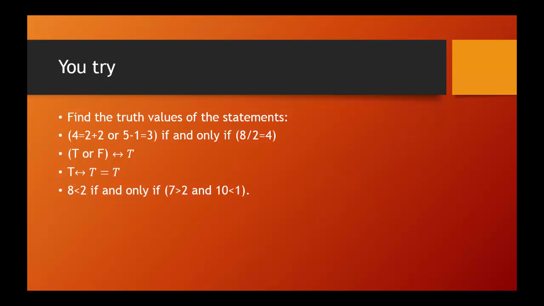Same thing here. 8 is less than 2, if and only if 7 is greater than 2 and 10 is less than 1. So we really want to start with just what do we know? 8 is less than 2? No. So I write false. 7 is greater than 2. That's true. 10 is less than 1. That's false. Here I want to first do true and false is false. False if and only if false. That actually, let's mark that out because I think I copy pasted there. That should be a true, so I want to make sure we get that correct. So this answer is true. All right, that's the end of this.